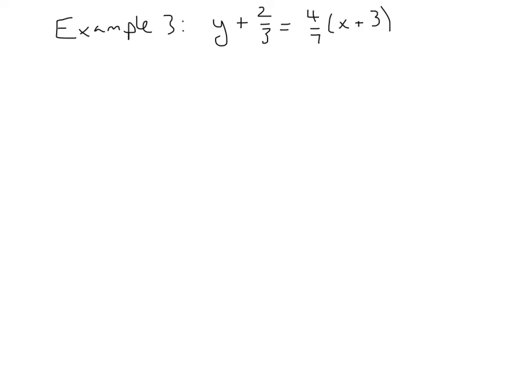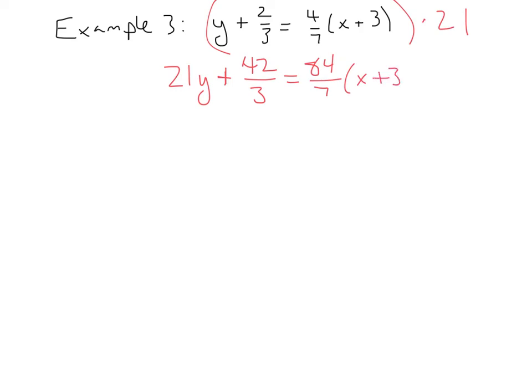And we look at the two fractions we've got to deal with. We've got denominators of thirds and sevenths. So the least common denominator we would have would be twenty-firsts. And so we're going to go ahead and multiply both sides of this equation by 21. We'll get 21y plus, oh, what will we have here? 42 thirds is equal to 84 sevenths times x plus 3.